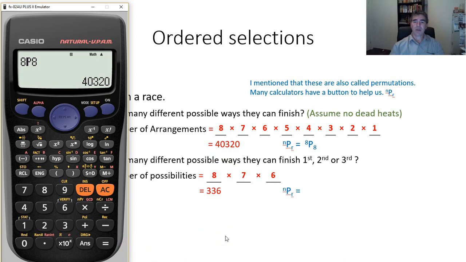Let's have a look at the other type, when we've finished first, second or third. So our nPr again: we had 8 runners, but this time we're only going to fill 3 positions, first, second and third. Let's clear that off our screen and do that on our calculator. We want 8 students, Shift times to get our P for permutation, and then we're only filling 3 positions. Press equals, and we also get our 336.